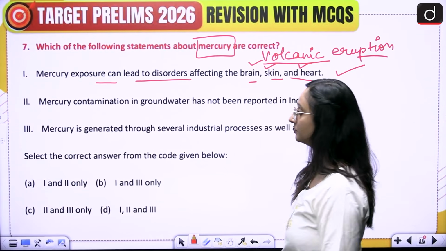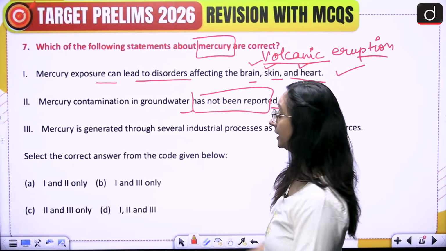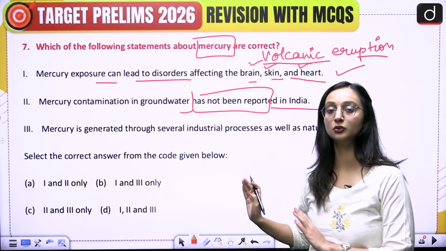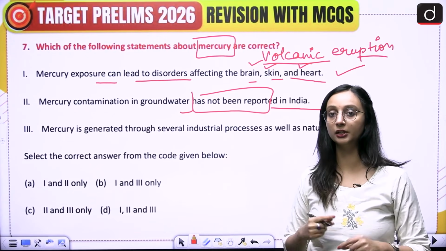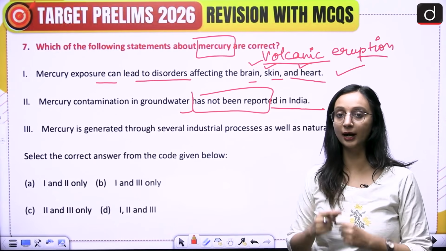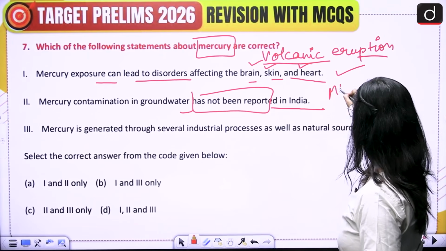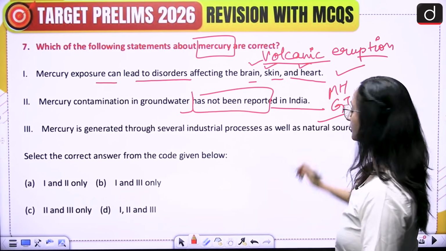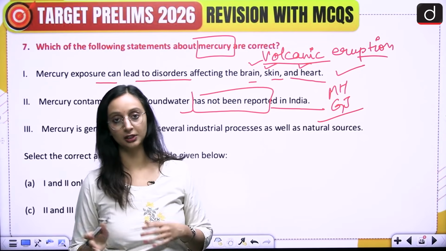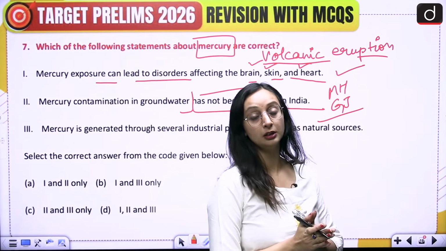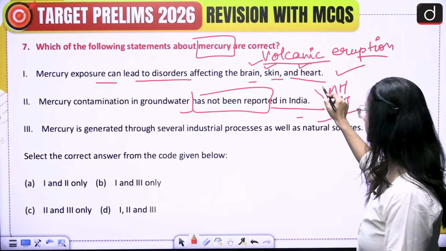Then the second statement says mercury contamination in groundwater has not been reported in India. That is not true because it's an extreme statement. Even though it's not widespread across India, still it is found in India. It is found in Maharashtra, Gujarat, and other regions, Rajasthan, etc. So it is found in groundwater. There is groundwater contamination. Mercury is found. So it's not that mercury is not found as a contaminant in our groundwater in India. So this statement is incorrect.